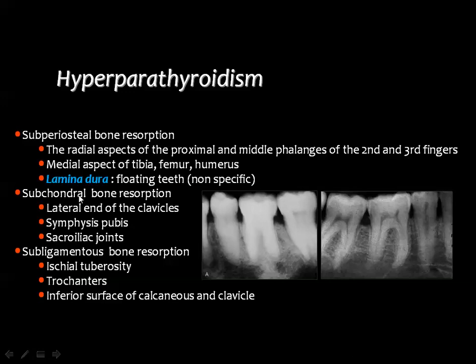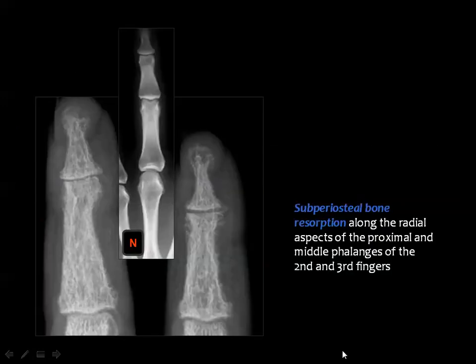Subchondral bone resorption will appear in the lateral end of the clavicle, in the symphysis pubis and sacroiliac joints. Subligamentous bone resorption occurs in the ischial tuberosity, in the trochanters, and the inferior surface of the calcaneus. Then this is a very good example of what I mean by subperiosteal bone resorption.